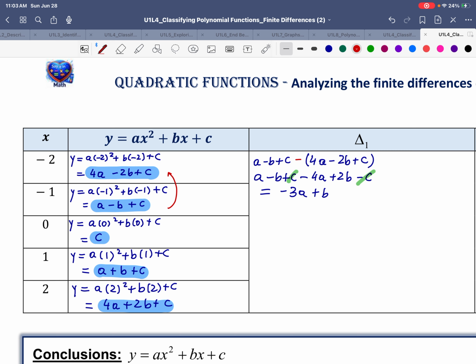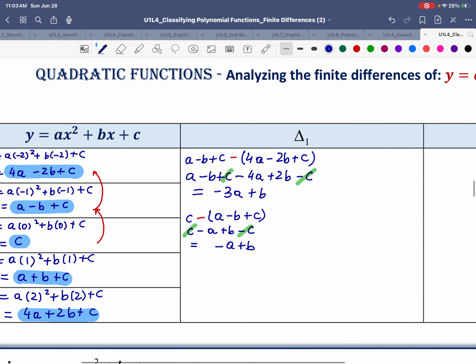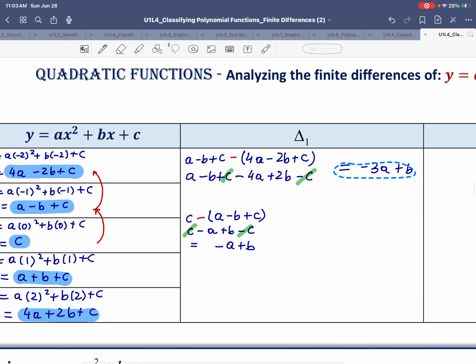Next we're going to do the next set of the y values. So we have this time c. This is a little easier. From c we are subtracting a minus b plus c. We're going to keep that in brackets because there are 3 terms. So that's c minus a minus negative b, which is plus b, and minus positive c, minus c. Notice how c and negative c will add to 0, and we'll get negative a plus b here. I'm going to place them somewhere in here so that it looks less crowded.